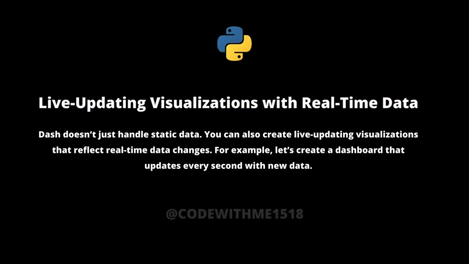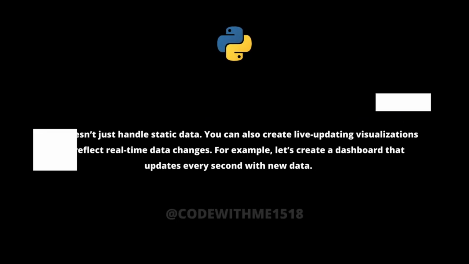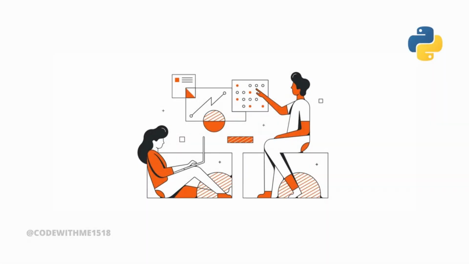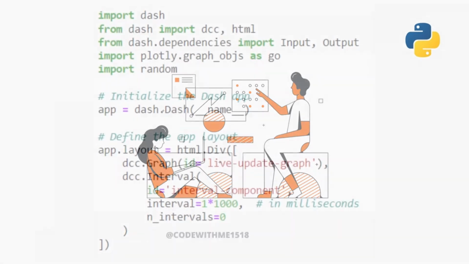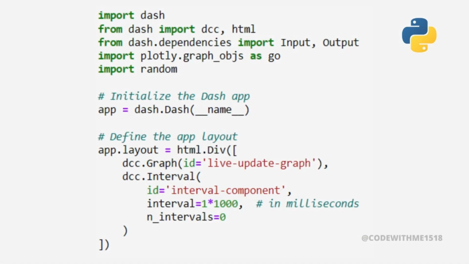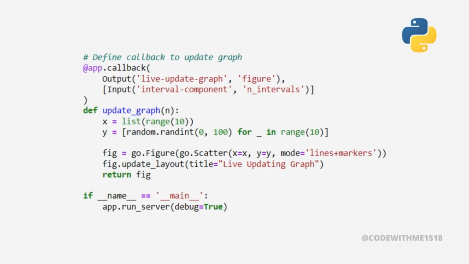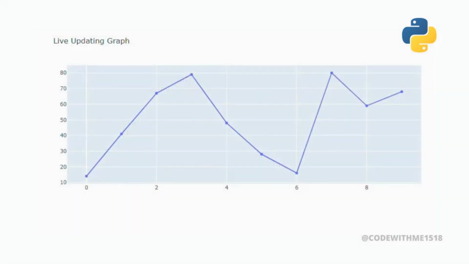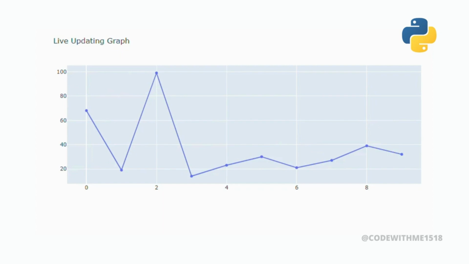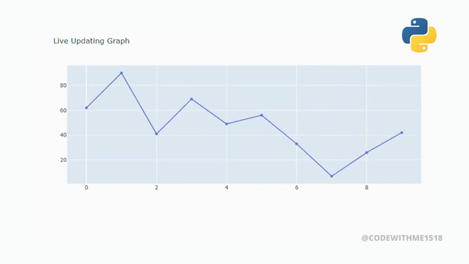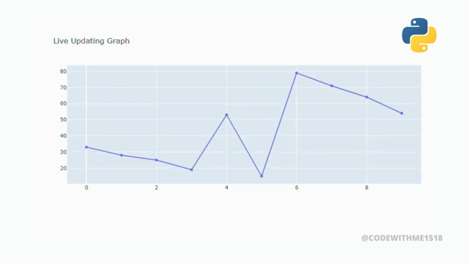Dash doesn't just handle static data. You can also create live updating visualizations that reflect real-time data changes. For example, let's create a dashboard that updates every second with new data. In this example, we've set up a graph that updates every second with random data. This approach is ideal for monitoring applications, real-time analytics, and dashboards that require live data feeds.